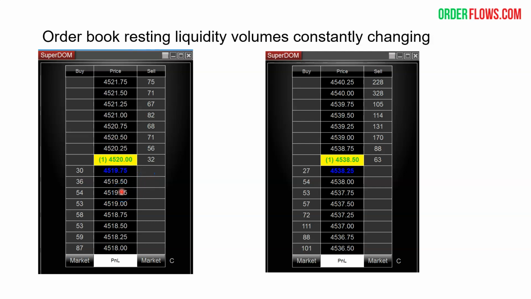Now, the reason why I talk about that is because I sort of want to get into how big orders do have effects on the market. There are different ways that traders nowadays are able to work them. And if you're watching the order book, resting liquidity, the volumes are constantly changing, right? Sometimes there's going to be big orders that flash up in here, like here you see 228, 328, 170 when you just see 63 here. It's constantly changing, and honestly, trying to keep track of it in your head is not always the easiest thing to do.